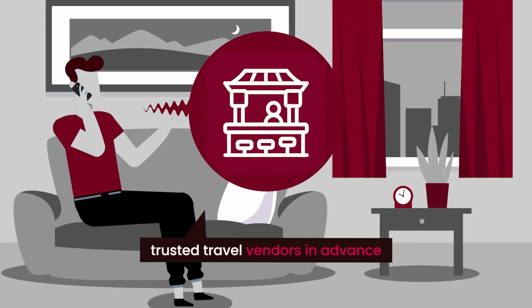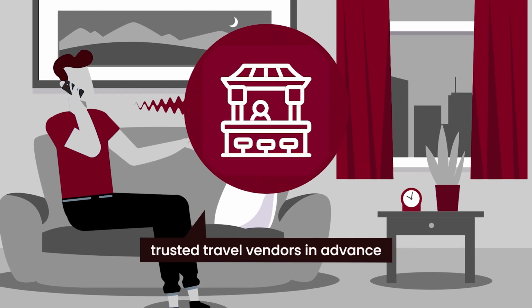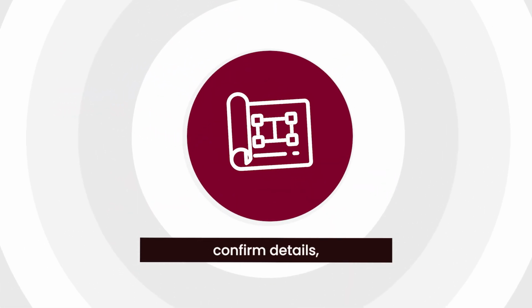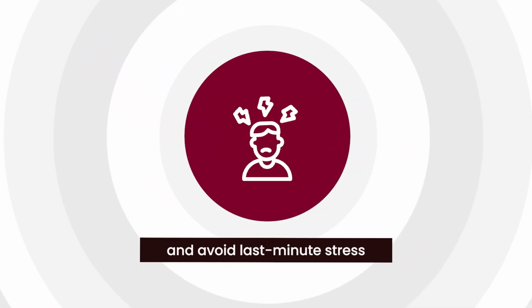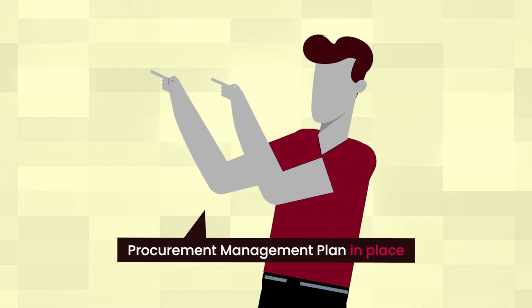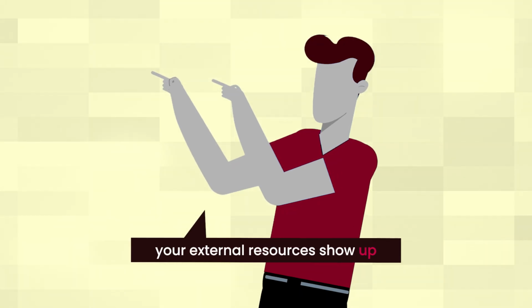Think of it like booking trusted travel vendors in advance. You set expectations, confirm details, and avoid last-minute stress. With a clear procurement management plan in place, your external resources show up aligned and reliable.